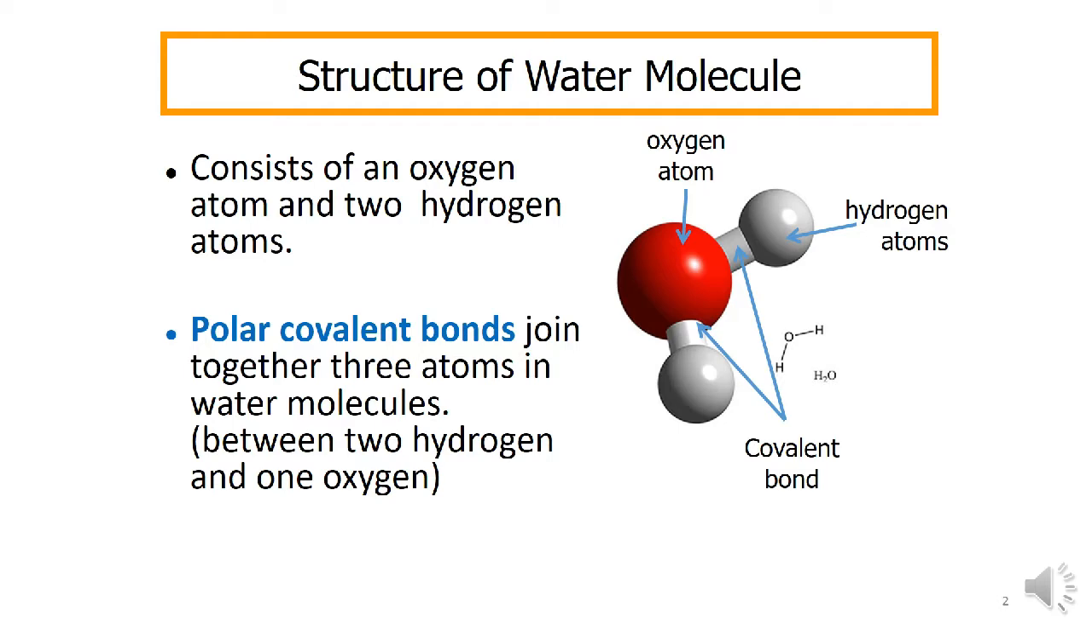A water molecule consists of an oxygen atom and two hydrogen atoms. So that means there are three different atoms bonded together in the water molecule, namely one oxygen and two hydrogen. These three atoms are joined together by one particular bond which we call the polar covalent bond. This polar covalent bond is found between the two hydrogen atoms and the oxygen.